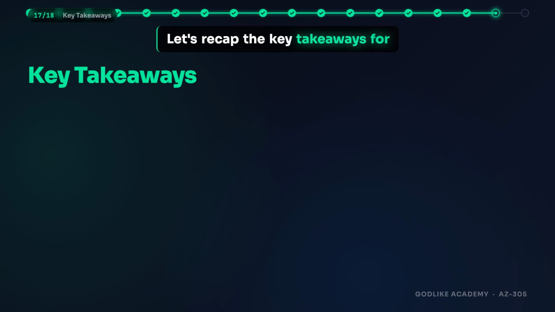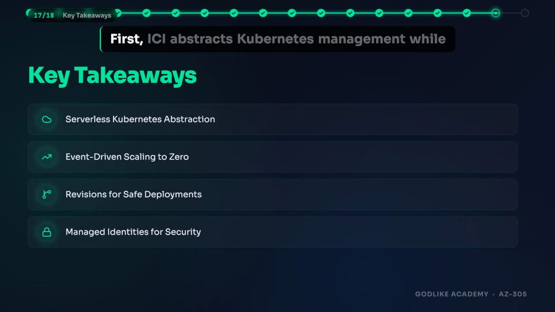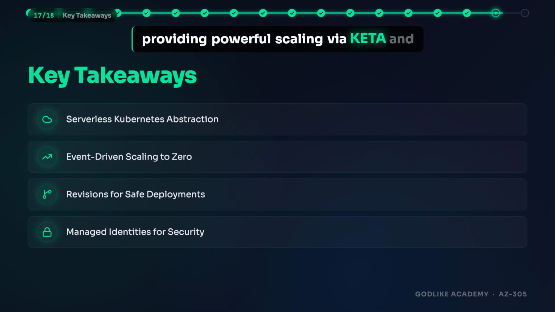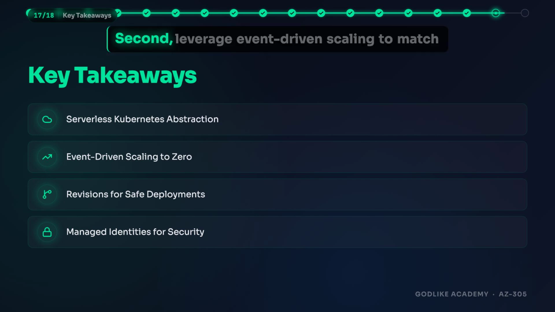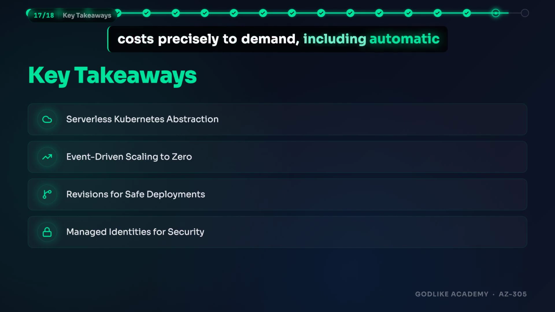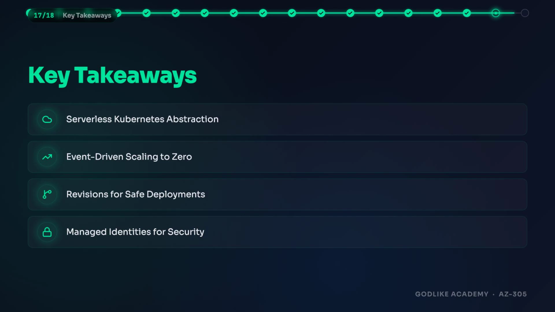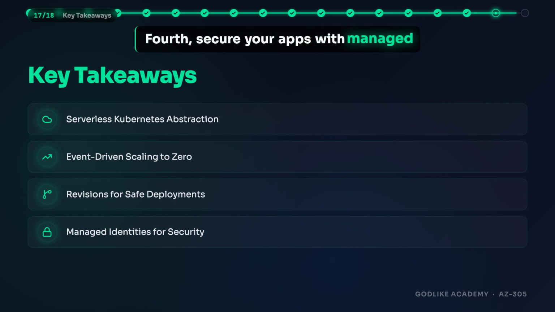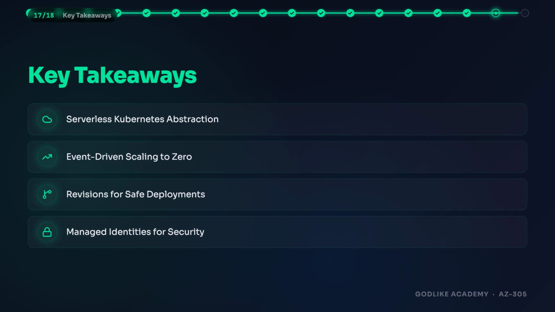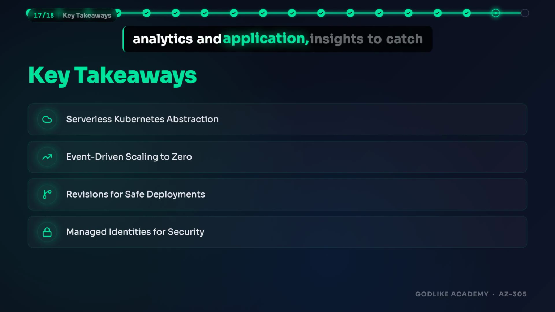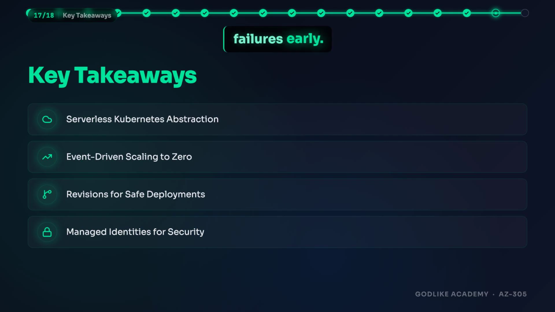Let's recap the key takeaways for your exam preparation. First, ACA abstracts Kubernetes management while providing powerful scaling via KEDA and service patterns via Dapr. Second, leverage event-driven scaling to match costs precisely to demand, including automatic scale-to-zero capabilities. Third, use immutable revisions for safe deployment strategies like canary releases. Fourth, secure your apps with managed identities and private networking. Finally, implement robust observability using Log Analytics and Application Insights to catch failures early.